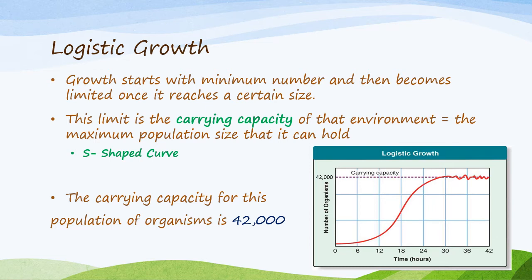All right, there was a limit to the number you can keep. So this is where logistic growth comes in. Logistic growth starts with a minimum number and then becomes limited once it reaches a certain size. So you start with very little and you go through exponential growth, and then the growth starts to slow down, and this is usually when you're running out of resources.